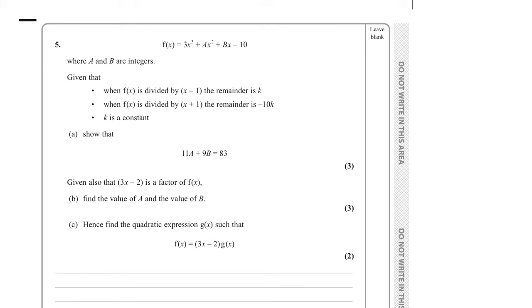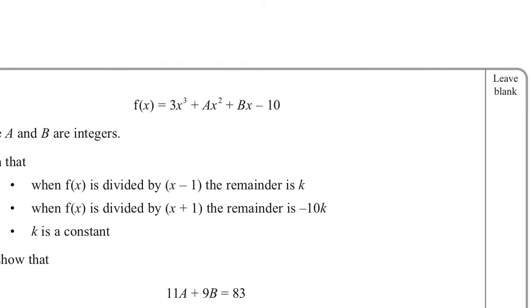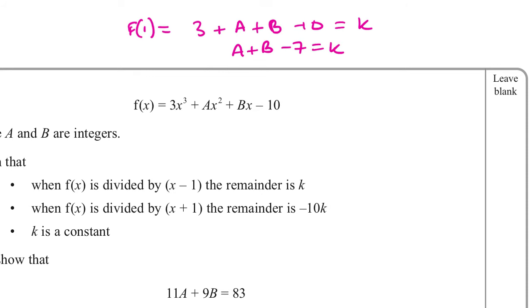Here we go. f of x equals 3x cubed plus ax squared plus bx minus 10. When f of x is divided by x minus 1, the remainder is k. So what are we going to substitute in? 1. If I substitute in f of 1, I'm going to get 3 plus a plus b minus 10 equals k. So realistically, a plus b minus 7 equals k. Brilliant. When it's divided by x plus 1, the remainder is minus k.